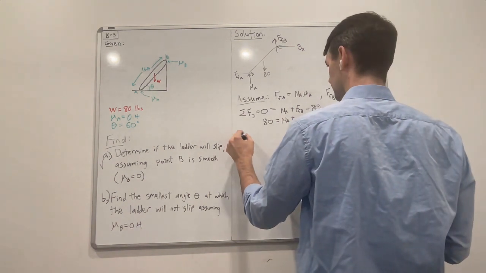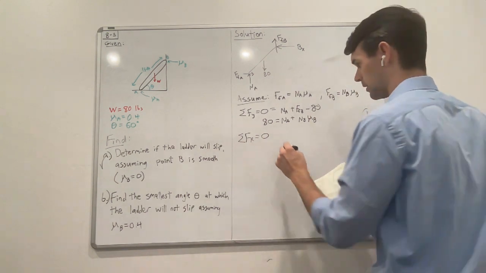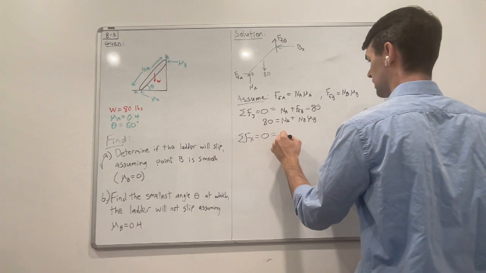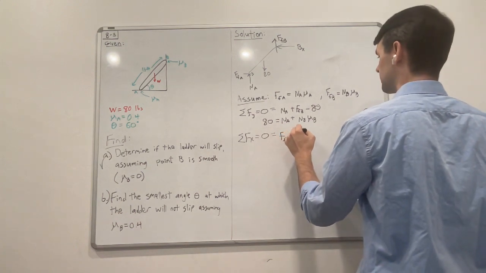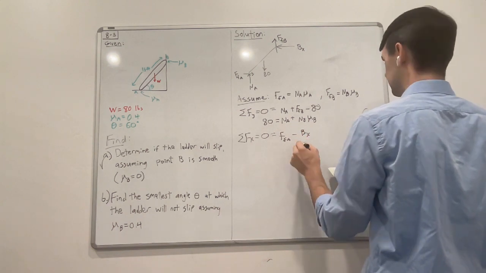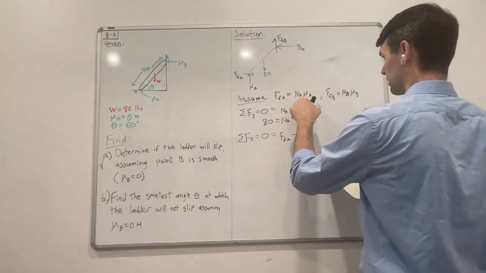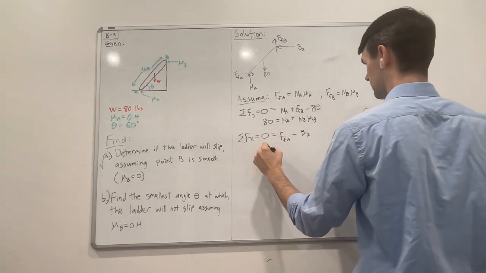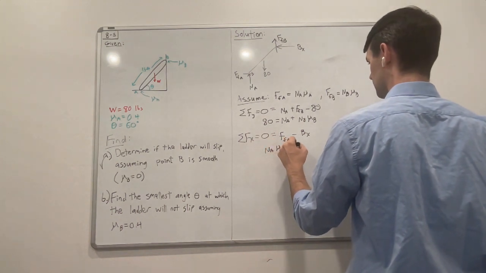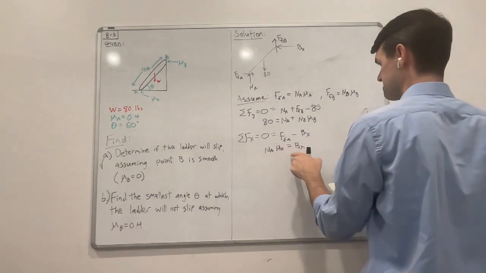So now let's look at the sum of the forces in X. Sum of forces in X equals 0. And in X we have friction force A minus Bx. And so if we substitute in what we had before, we know that NA mu sub A equals Bx. Call that equation 2.